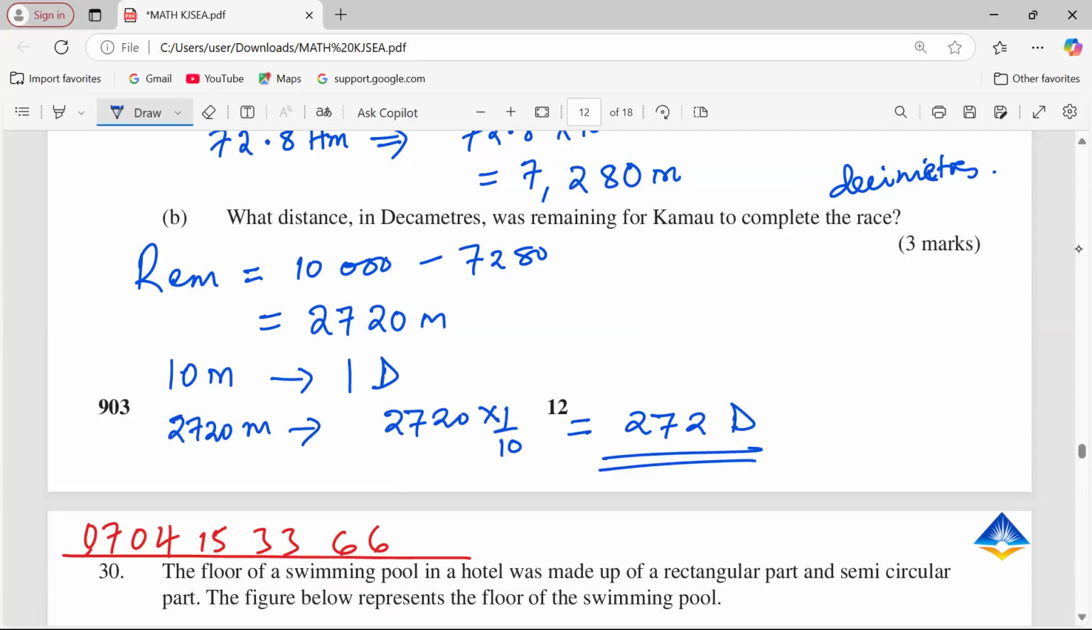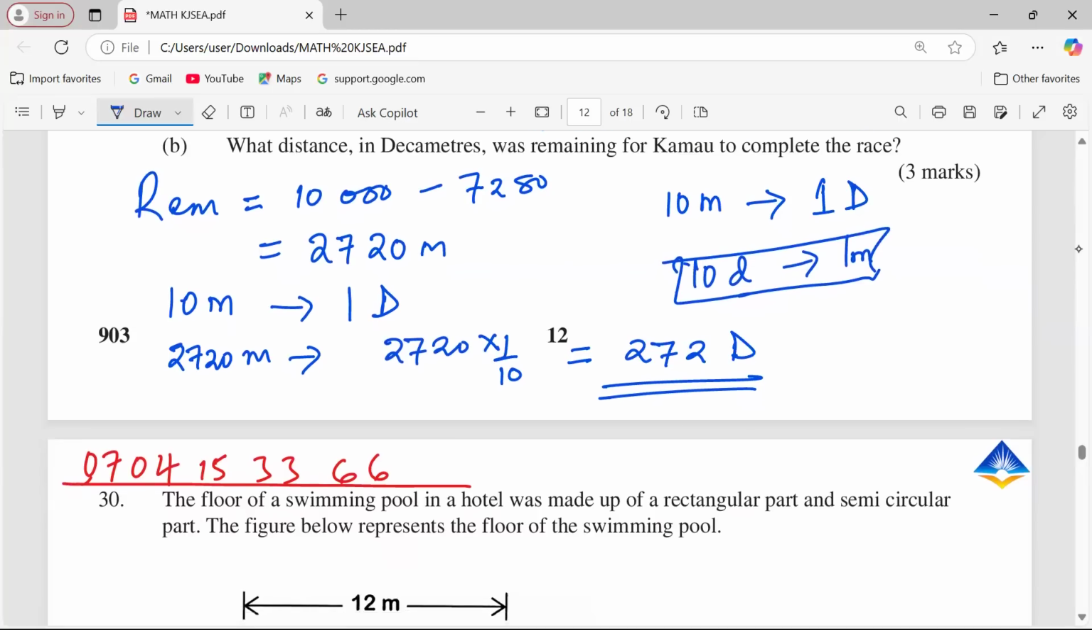So it's good for you to know that 10 meters equals 1 decameter. And again, 10 decimeters, small decimeters, make 1 meter. So you should differentiate that. So decameters is capital D, not small d.